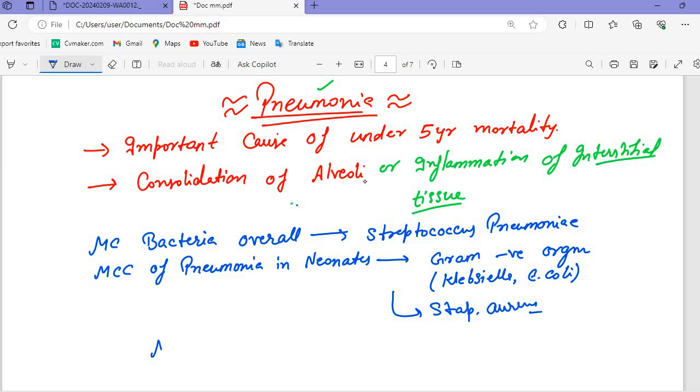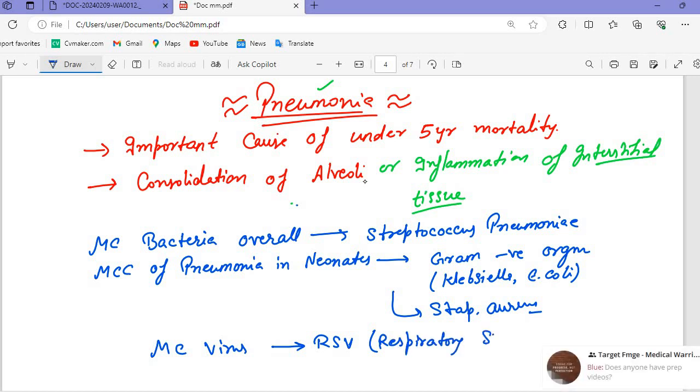If I ask you which is the most common virus that causes pneumonia, that is respiratory syncytial virus. Writing the full form: respiratory syncytial virus.